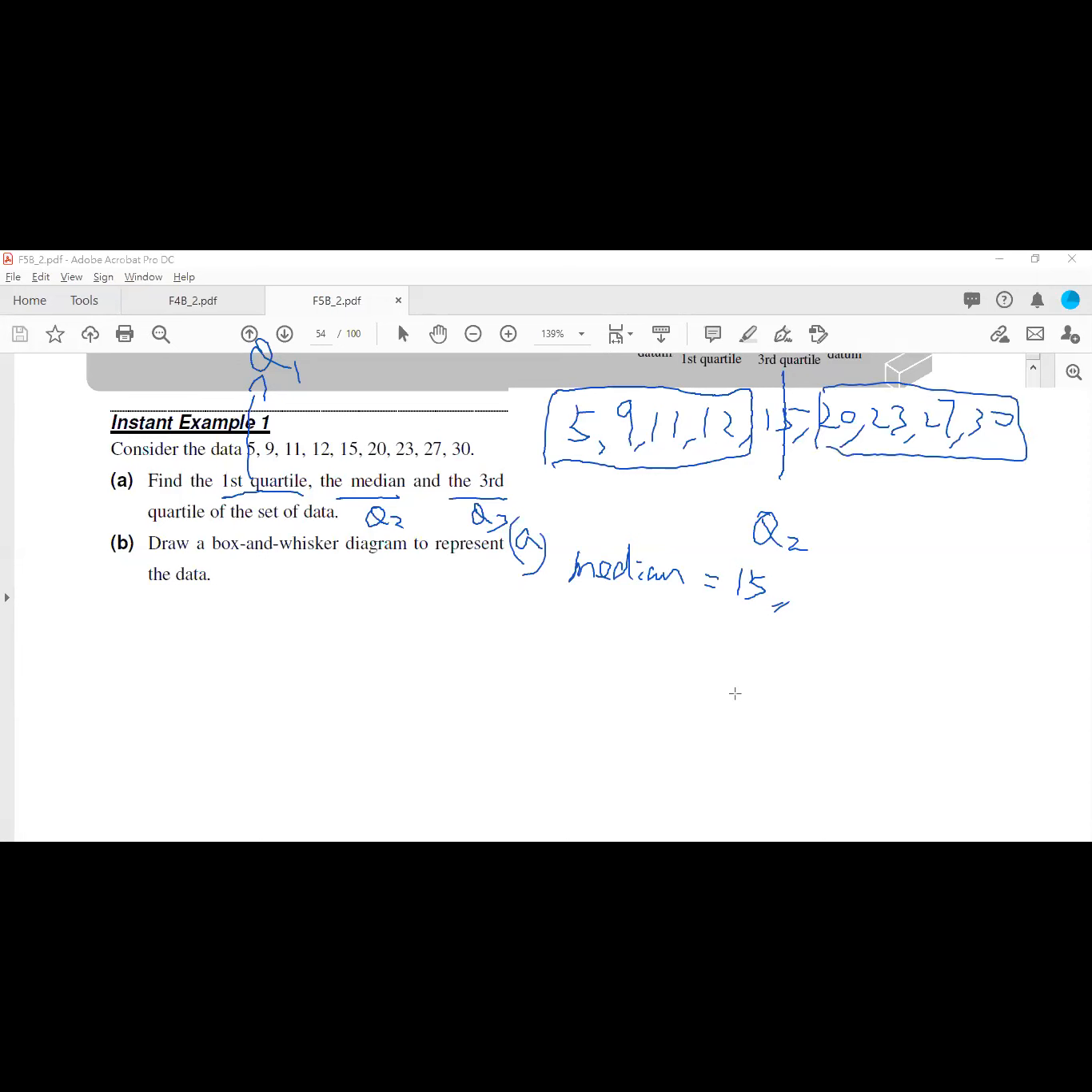The smaller half and the larger half. And then we cut at the middle position of the smaller half. But this time, there are 4 data, and the middle position is between 9 and 11, so it cannot cut on any number. This is Q1. So Q1 is equal to 9 plus 11 over 2. Okay? The average of 9 and 11. That is equal to 10. Okay? Q1 is equal to 10. That is the first quartile.